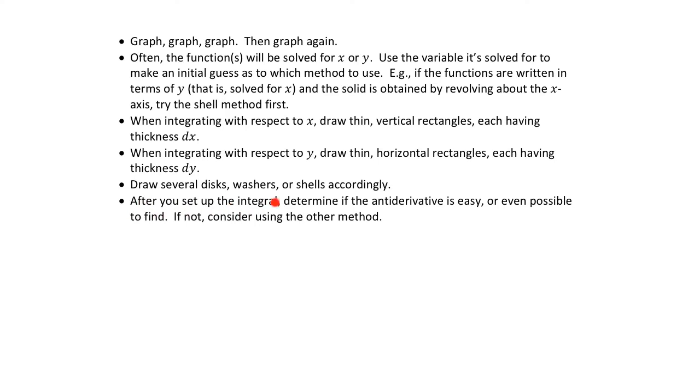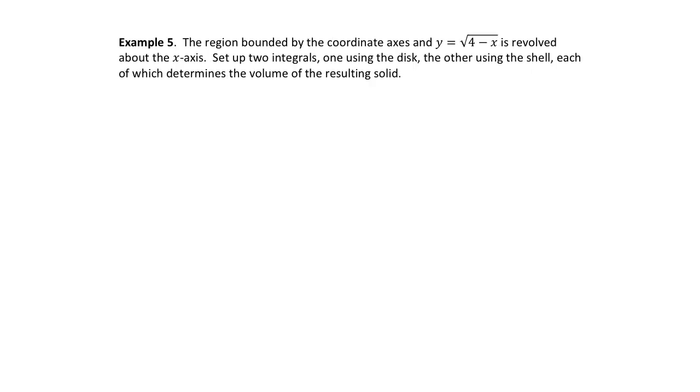And after you set up, determine if you can do the antiderivative. There aren't too many problems, but every once in a while you'll encounter a problem where you set the problem up perfectly correctly, and then you can't find the antiderivative very easily. You have to go to the other method. So for our final example, we're just going to set up two integrals, one using the disk method and the other using the shell method, just to illustrate exactly what's going on. So we want the coordinate axes, y = √(4 - x). We're going to be going about the x-axis.